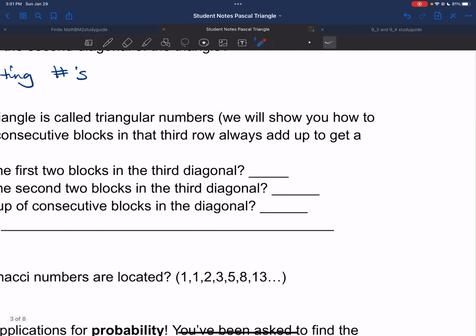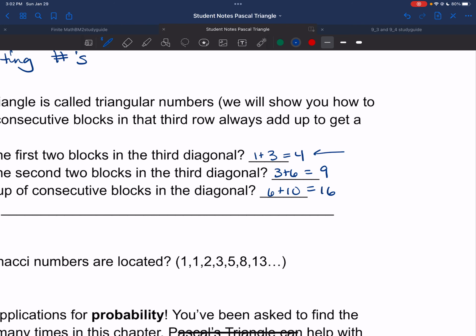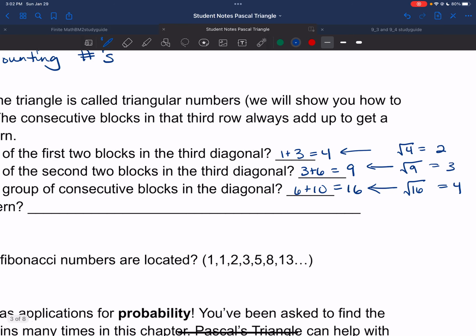So let's get those over here. 1 plus 3 equals 4. 3 plus 6 equals 9. 6 plus 10 equals 16. Well, what we notice is that each of these are actually perfect squares, meaning that if we took the square root of it, it would give us a whole number. So the square root of 4 is equal to 2. Square root of 9 is equal to 3. Square root of 16 is equal to 4. And go ahead and take a look at the rest of that third diagonal and you'll notice the same pattern.